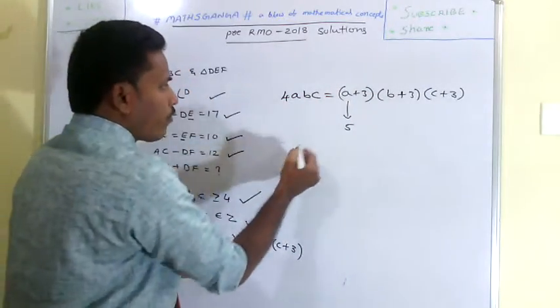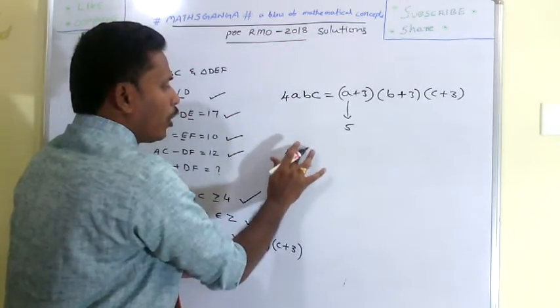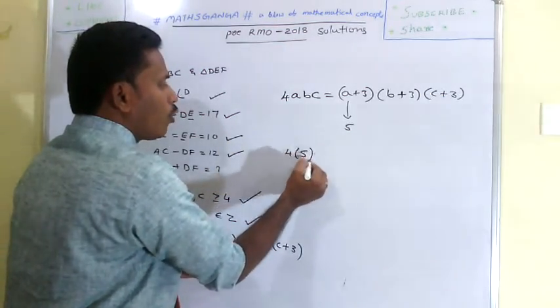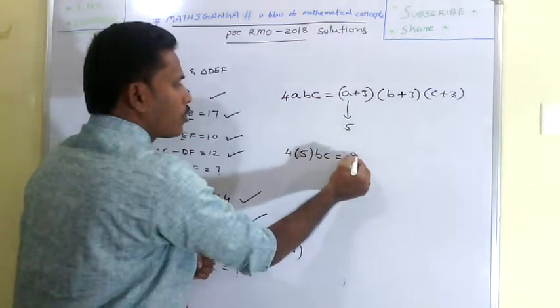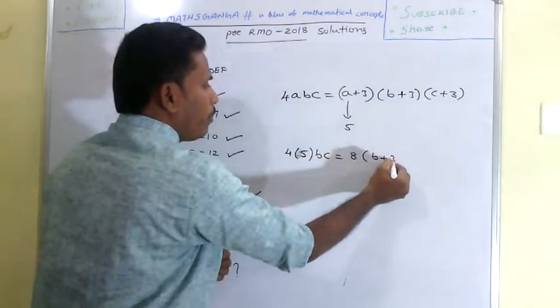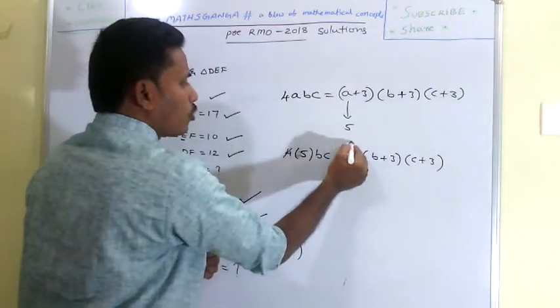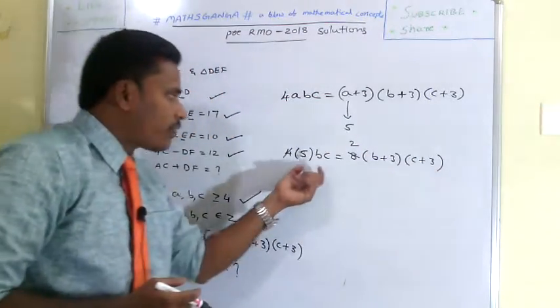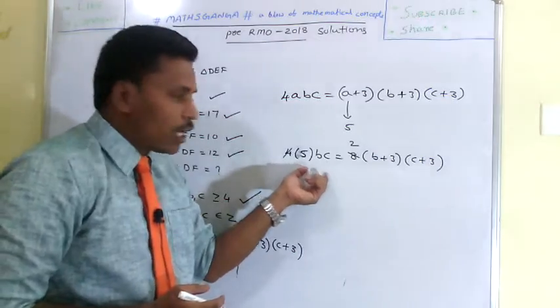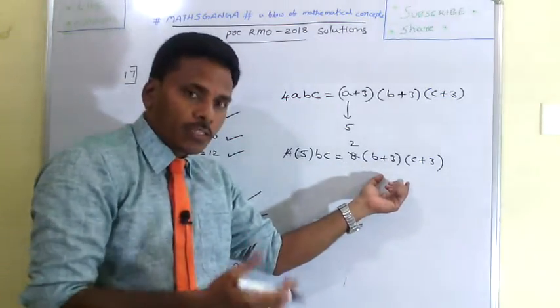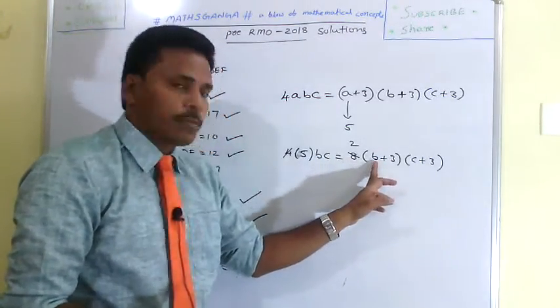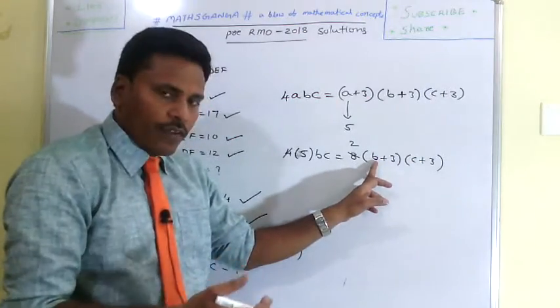So I am going to replace A with 5. 4 into 5 into BC is equal to 8 into (B plus 3) into (C plus 3). Now if I cancel 4, 2's. Now if you look, the left side is a 5 multiple, 5BC. So to make the right side also a 5 multiple, I have to replace this B or C. For our convenience I took B.